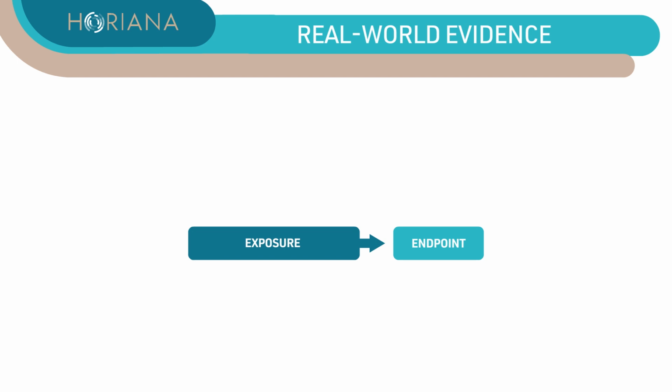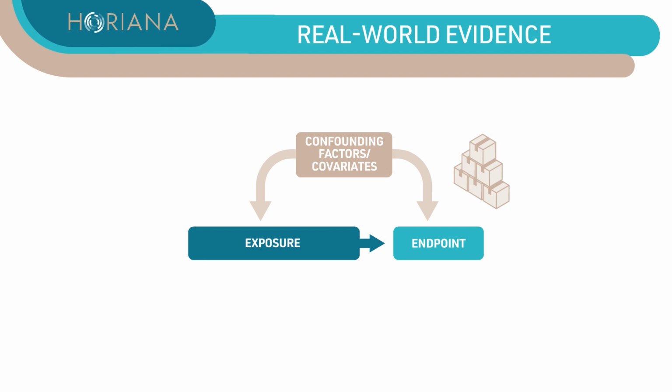In general, the groups are not comparable with each other because of the presence of confounding factors, covariables, that are distributed differently between the groups, and these factors can be very numerous.